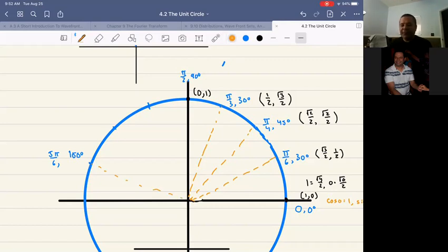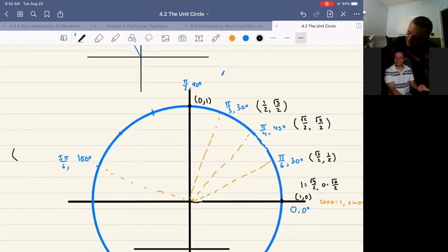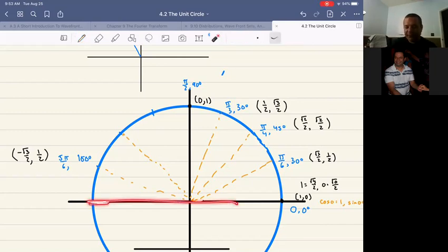And the point on the graph is almost exactly the same as this point, except now it's going to have a negative x coordinate. So the point on the graph here is going to be negative square root of 3 over 2, 1/2. This point here, that angle, is going to be pi minus pi over 4. Remember, halfway around this is pi, and you go back pi over 4. So it's going to be 3 pi over 4.